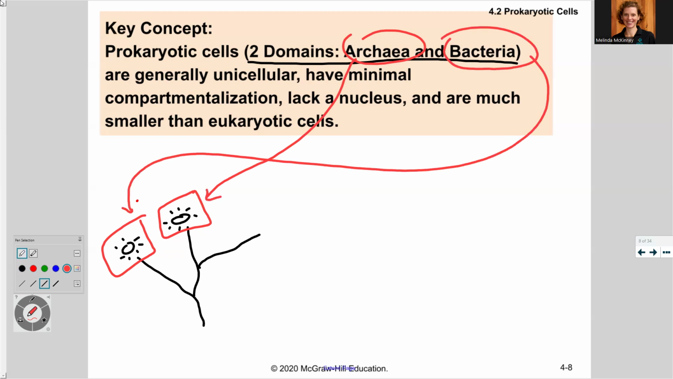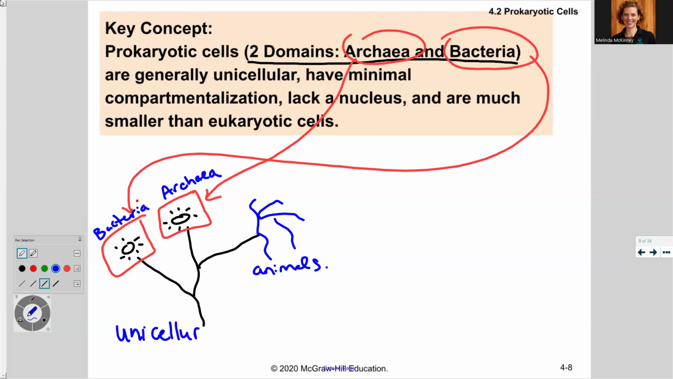And then over here in this other part, where we have a lot of other multicellular life, this would be where we have animals and other organisms. But there are 2 big groups that just have single cells, right? And that's bacteria, you need to know that, and archaea. These are unicellular. And they're very simple, at least in their structure.